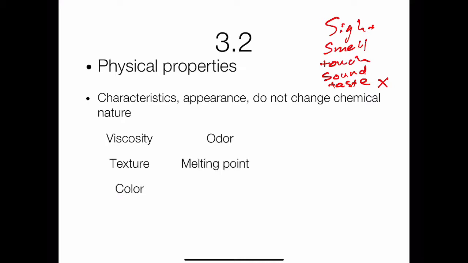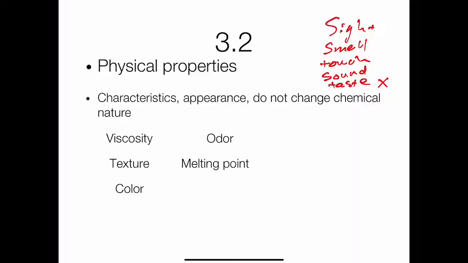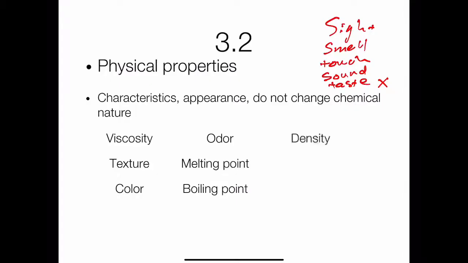The melting point. Again, each substance has a very specific point at which it melts. If it doesn't melt on that specific point, that means there's some sort of impurities in there, or it's not the substance that we think it is. Boiling point, again, it's going to boil at a very specific temperature. If for some reason it doesn't, it's not the substance that we're talking about.